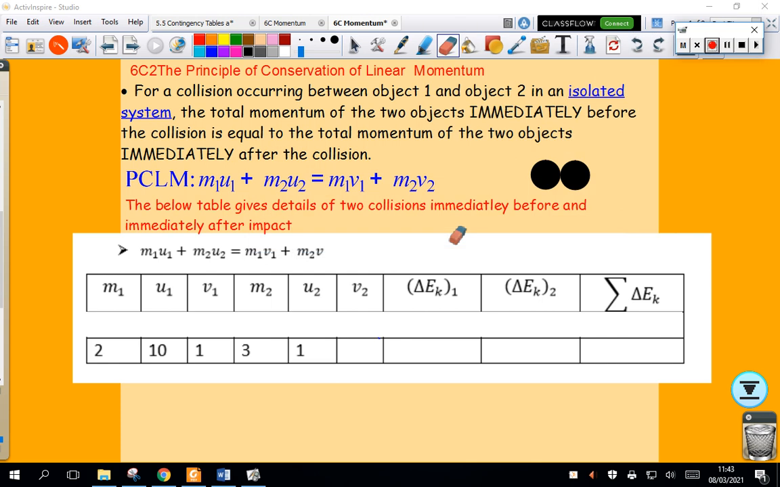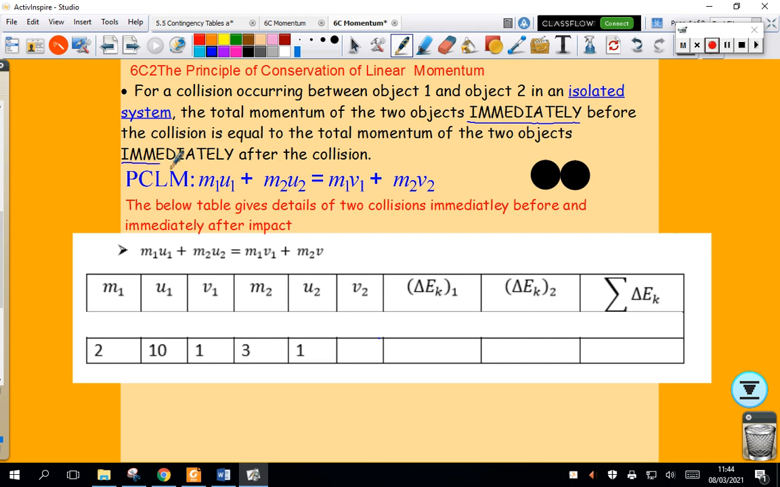So in this class I'm going to introduce something called the principle of conservation of linear momentum. The principle of conservation of linear momentum says for a collision occurring between objects 1 and 2 in an isolated system, the total momentum of the two objects immediately before the collision is equal to the total momentum of the two objects immediately after the collision.